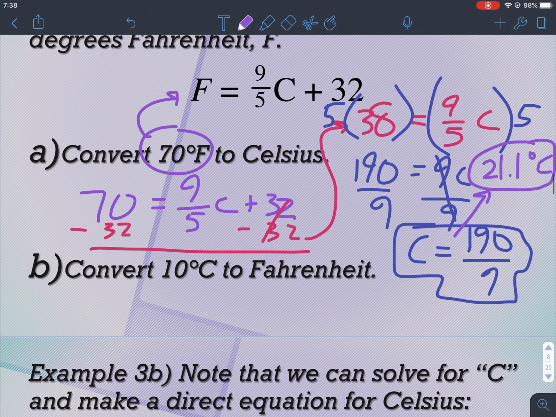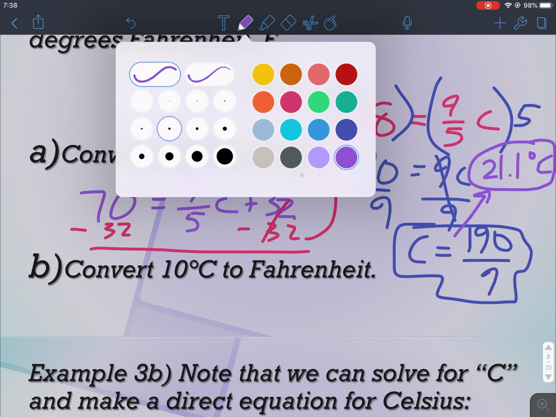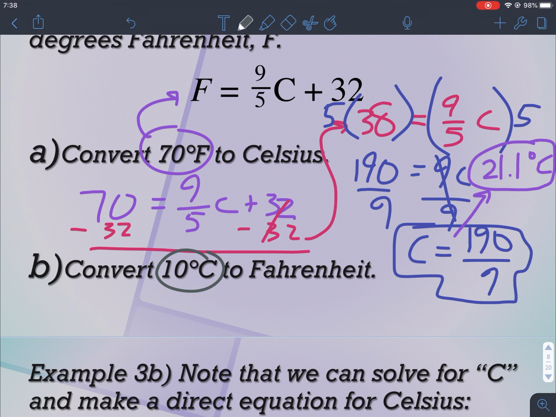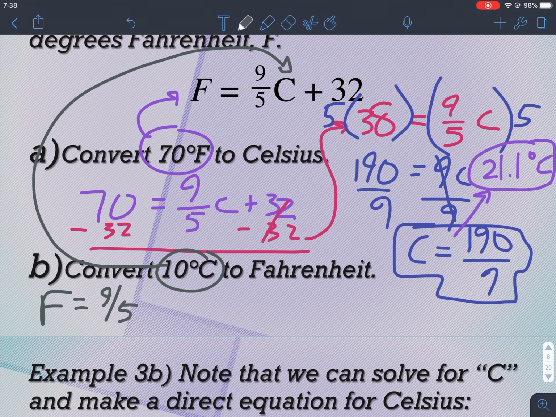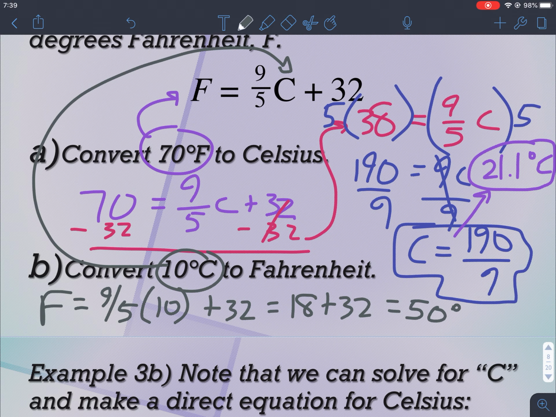We can go the other way, convert 10 degrees Celsius to Fahrenheit. So let's plug it in for C. F equals 9/5 times 10 plus 32, and that should give us an answer of 18 plus 32, which is 50 degrees.